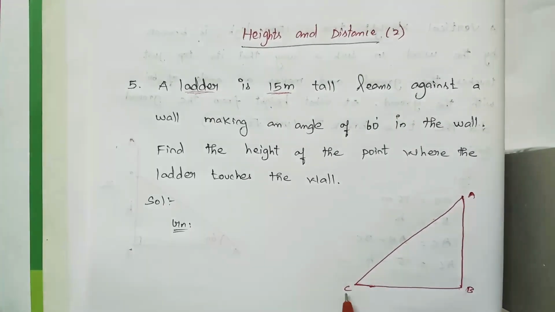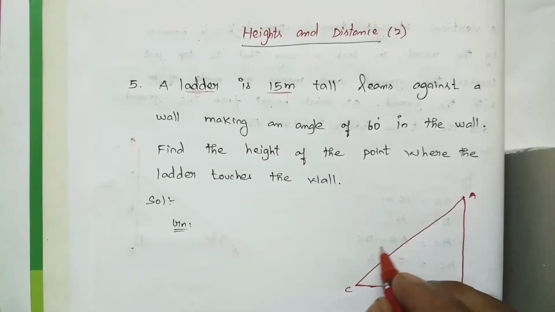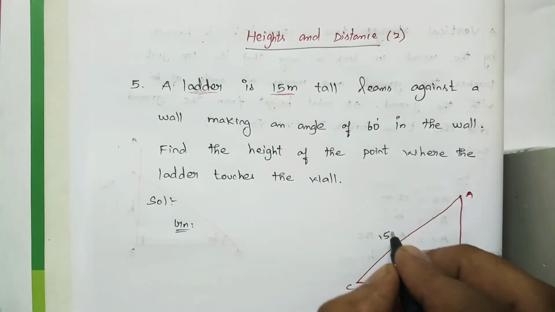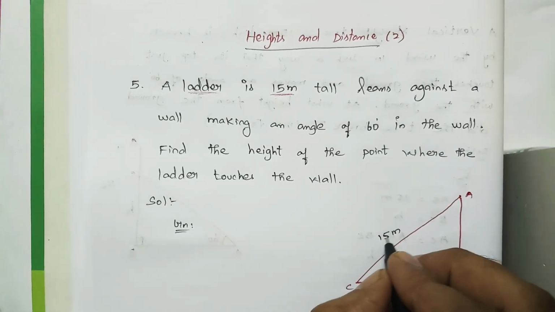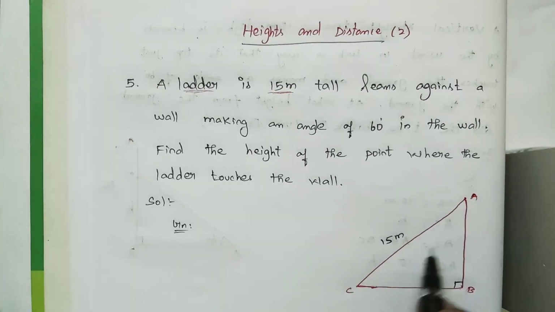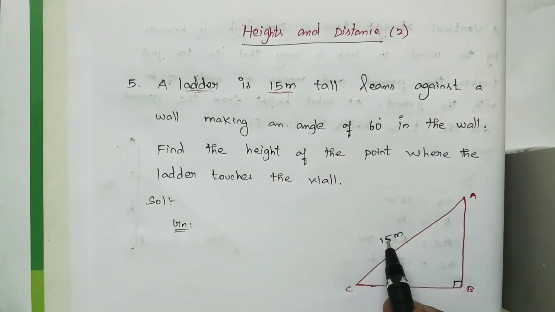AC is nothing but the ladder, 15-meter tall, right? So therefore the length of AC is 15 meter, and ABC is a right angle triangle. Now we know that the length of AC is 15 meter, right?